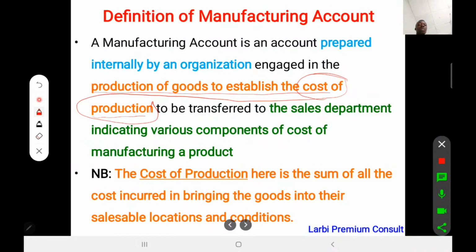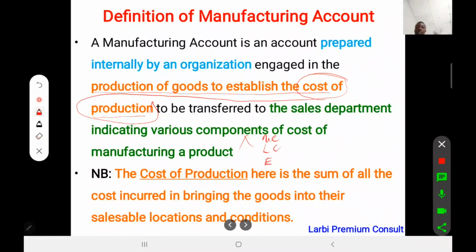It says to establish the cost of production to be transferred to the sales department, indicating various components of the cost of manufacturing a product. The various components of the cost of manufacturing a product are what I was talking about: the material cost, the labor cost, and then the expenses. All right, so that is the component of the cost. We get there when we get to classification. So the cost of production, as I was talking about, also has to do with the sum of all costs incurred in bringing the goods into their saleable location and condition.